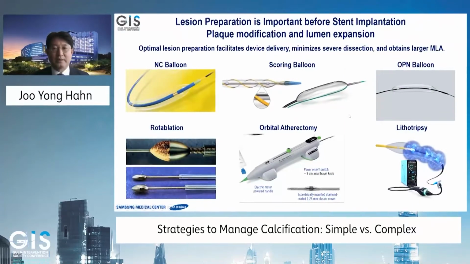Therefore, in dealing with calcified lesions, lesion preparation is the most important procedural step for plaque modification and lumen expansion. Optimal lesion preparation facilitates device delivery, minimizes severe dissection, and obtains larger MLA. There are several devices for lesion preparation in calcified lesions, including balloon-based devices for a simple strategy and atherectomy devices or lithotripsy for a complex strategy.